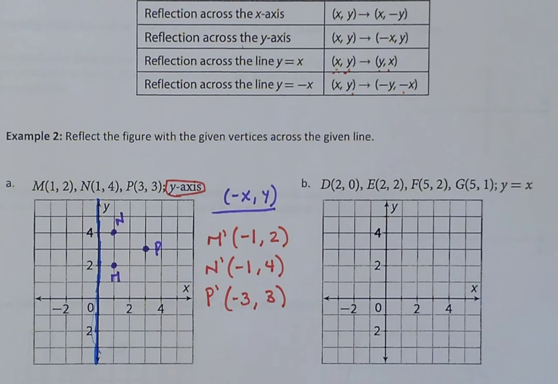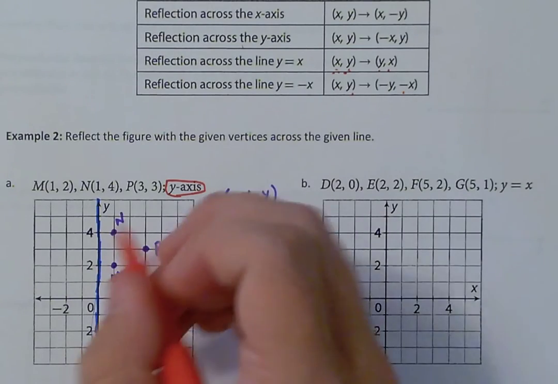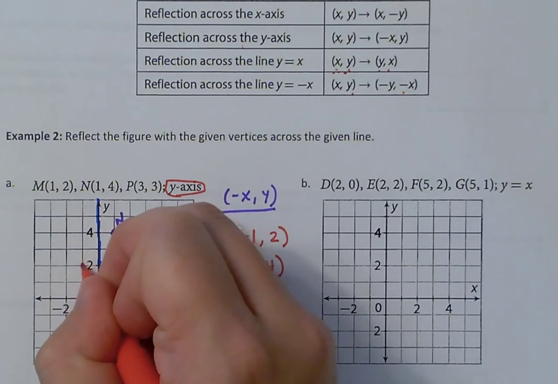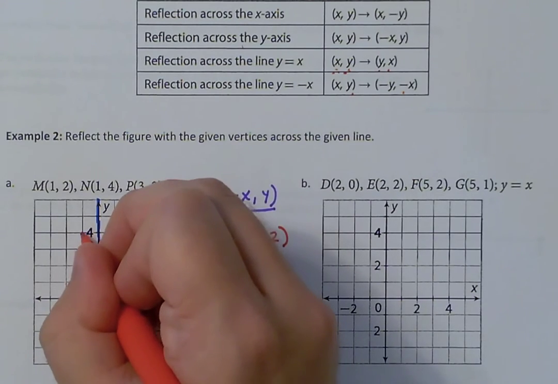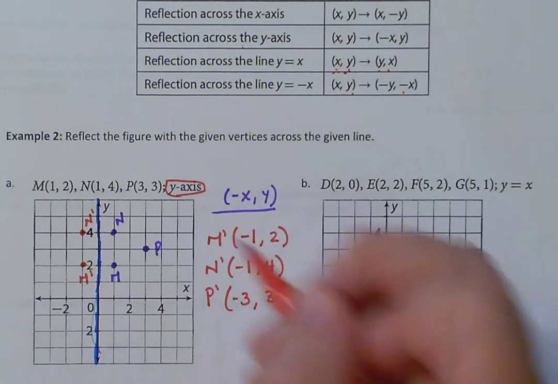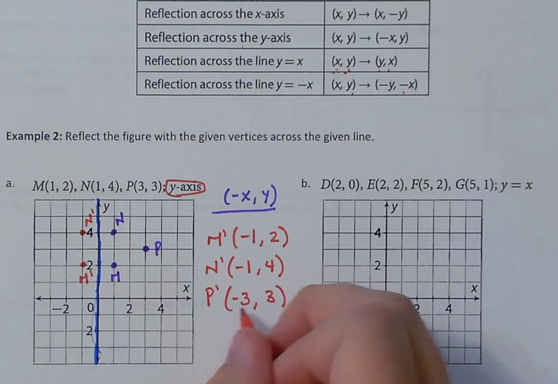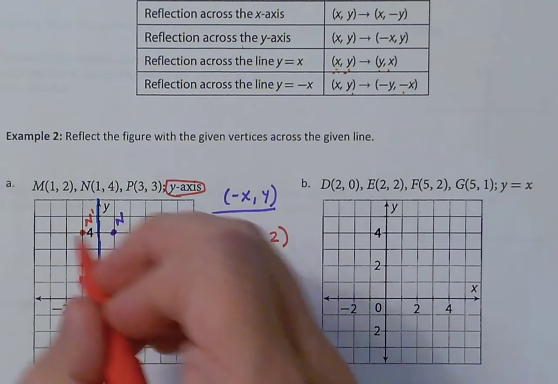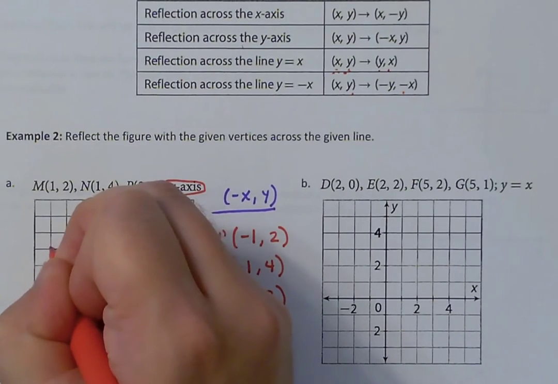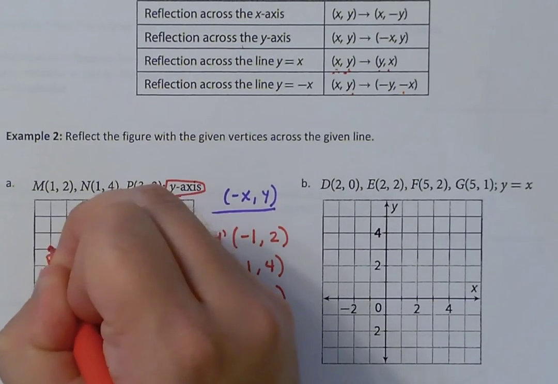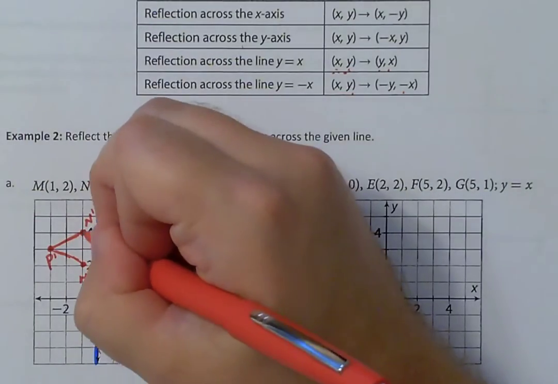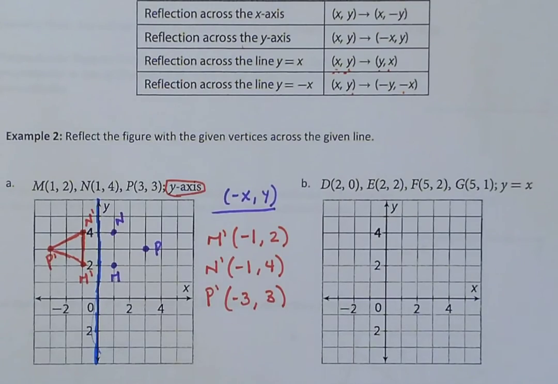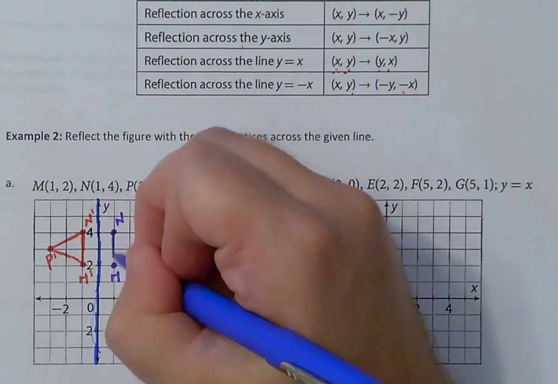So I now have my points, so we're going to go through and plot those. So M prime is at negative 1, 2. N prime is at negative 1, 4. And then P prime is going to be at negative 3, 3. So we're going to go back 3, up 3. So we're going to go through and connect our dots for both of these triangles. So that is my image, my reflected triangle.